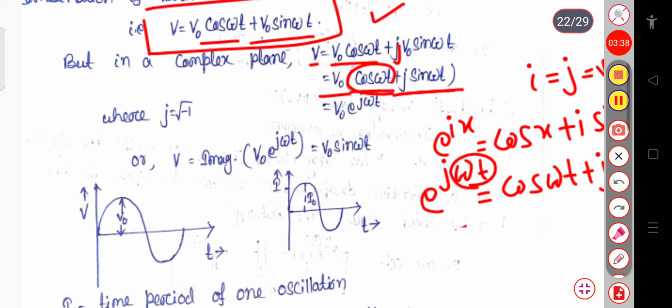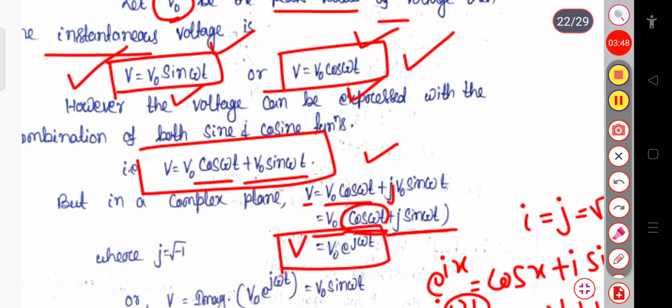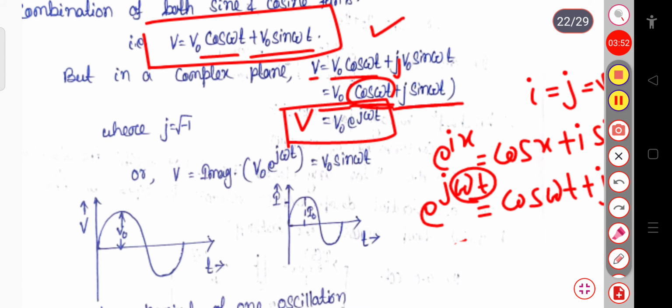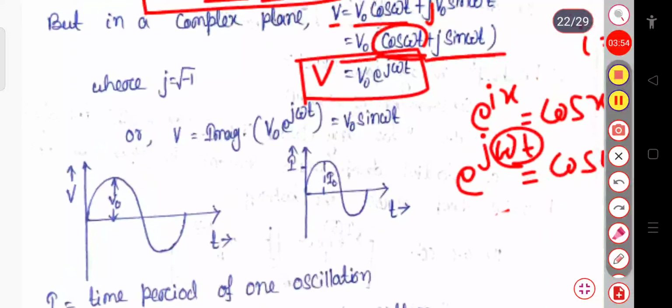So finally here we are representing this total potential V equal to V naught exponential j omega t. And here you can see this potential V equal to V naught sin omega t. If I want to represent this, we can represent this as V equal to imaginary part of this V naught exponential j omega t.